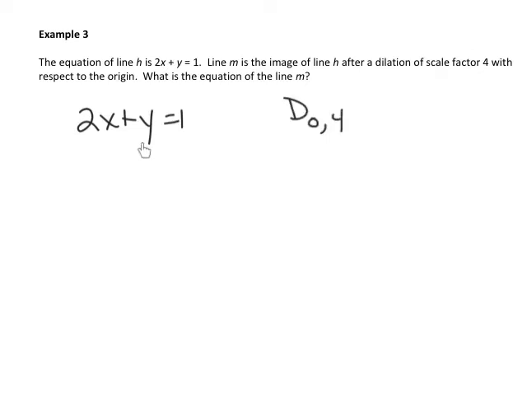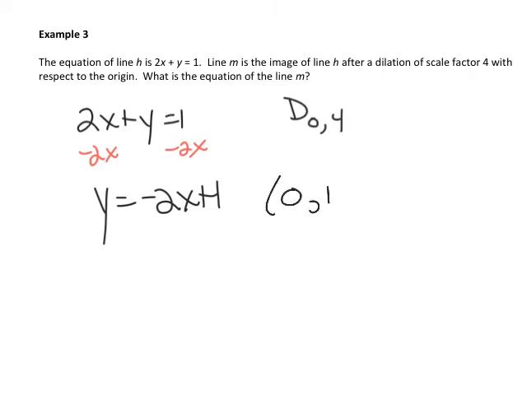What you have to do first is get this into y equals mx plus b form, so slope-intercept form, which means I'm going to subtract 2x from both sides. And here's my line: y is equal to negative 2x plus 1. So my slope is negative 2. It's going to stay negative 2. My positive 1, that's the y-intercept, so it has a coordinate of (0, 1).